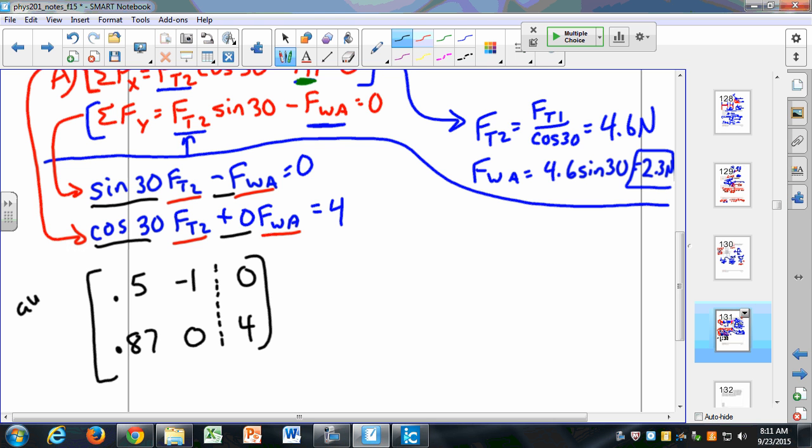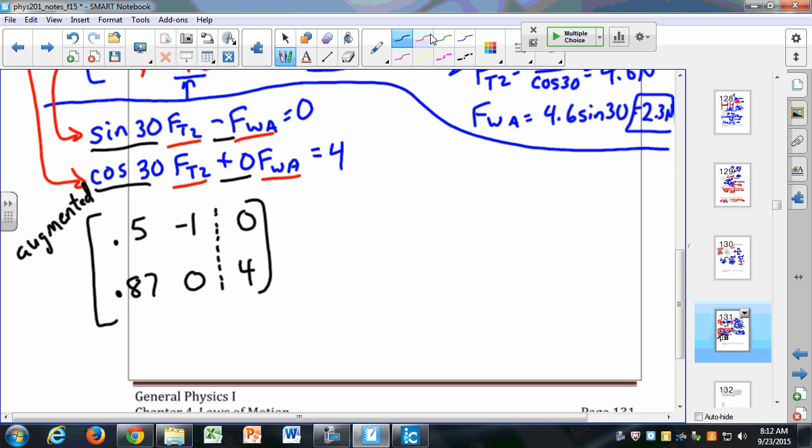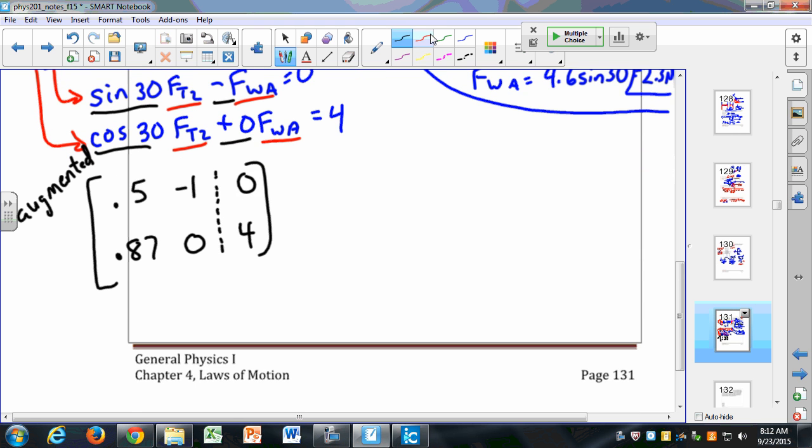This is called an augmented matrix, and this is the augment. You don't need to know that word, but it just means that you have that extra thing over there. Anyway, it's an augmented matrix. What I want to do is get this matrix into this form. This is called an identity matrix. I want to get it into that form, and then whatever is in the augment will tell me what the answer to FT2 and FWA are. Now, I can manipulate this matrix in some ways. I can switch rows.